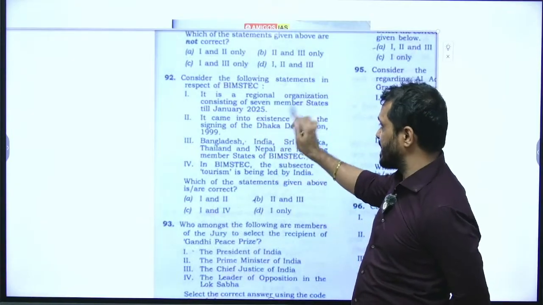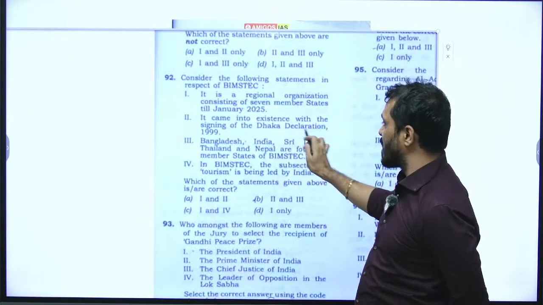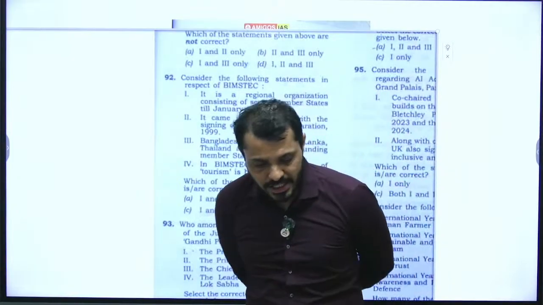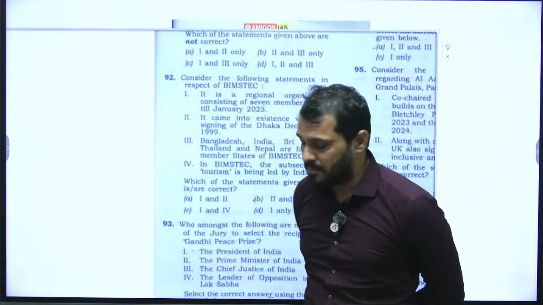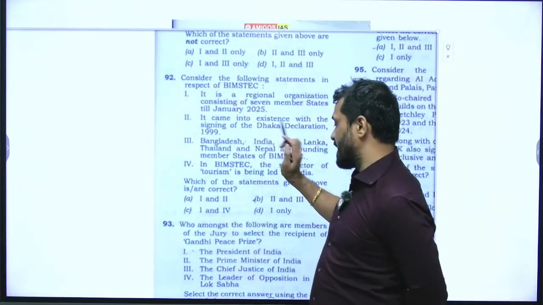Next, it is right. It came into existence with the signing of the Dhaka Declaration 1999. This is also right. Okay. So 1997, not 1999. 1997. It is an incorrect one.